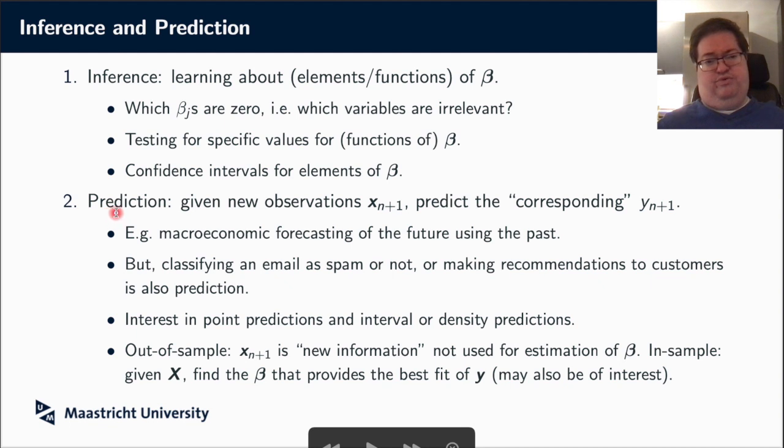The other thing we want to do is prediction, and the reason to split the two is that here the values of the betas themselves do not really matter. Suppose we have some new observation, the n+1 observation of x. We want to give a prediction for the corresponding y. Of course, to give a prediction, we need estimates of beta because we can use those to construct a prediction. But the betas in themselves are not of importance.